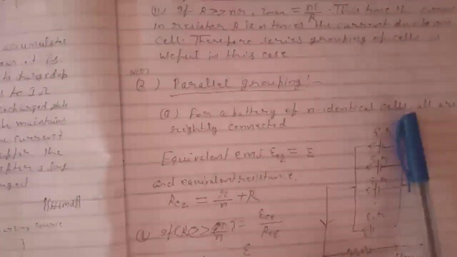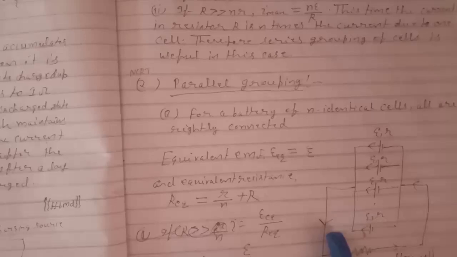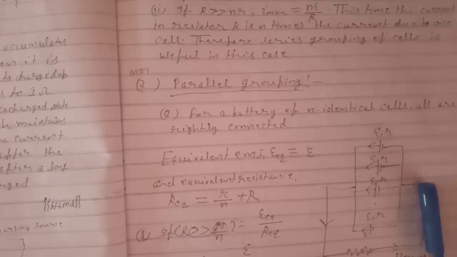For a battery of n identical cells, all are rightly connected. Here it is shown the situation. All positive terminals of all cells are connected to one point and negative terminals to another point, and this is called right grouping. All cells are in right grouping because all cells are in discharging condition, and it is connected to an external resistance.